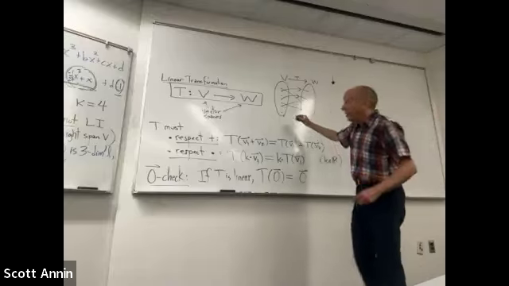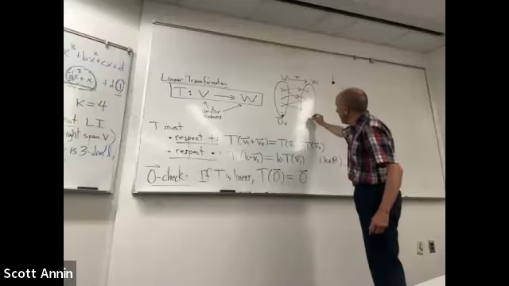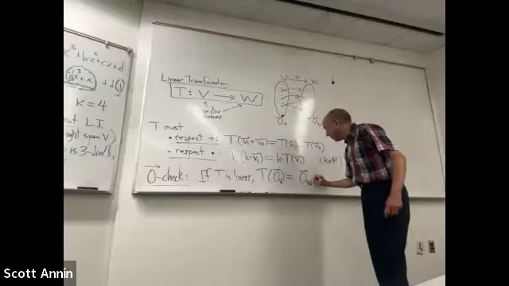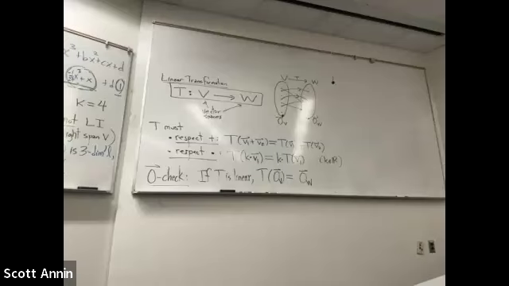But let me be clear, the zero vector in V might not be the same as the zero vector in W. So I'm going to put little subscripts on these zeros to show that what that zero vector actually is could change depending on what kind of vectors you have in V versus in W.